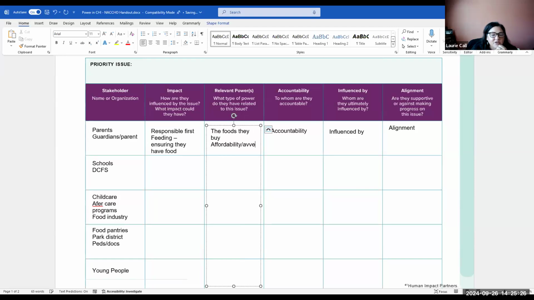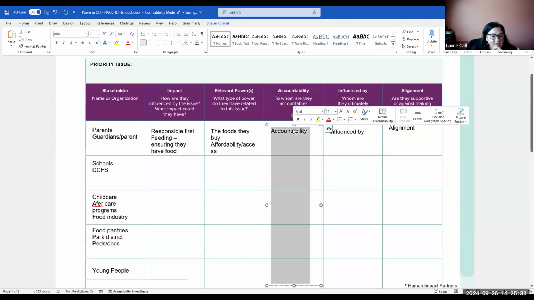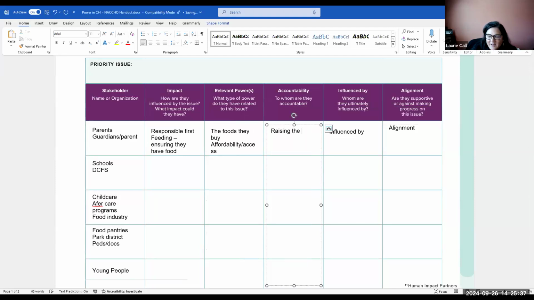To whom are they accountable? Who are the kids accountable to? So they also live with kids, and they're instilling habits on the kids. Parents have a lot of power to choose in the home, but they often don't have a lot of control over what the school provides. So they're accountable to their kids.